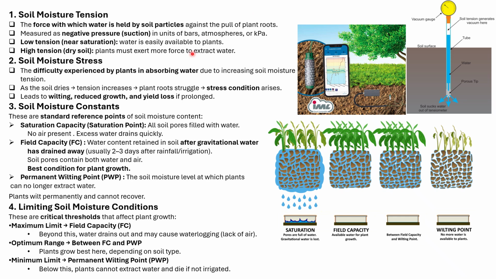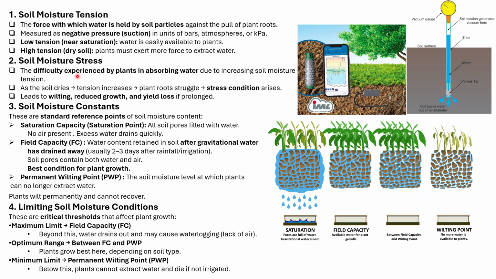We'll move to soil moisture tension and some of the constants, the moisture points. This is the force with which water is held by the soil particles. There is low tension in wet soils, which means plants can easily extract the water. There is high tension in dry soils, so plants must work harder to take up the water.